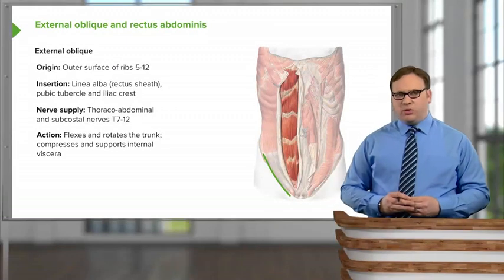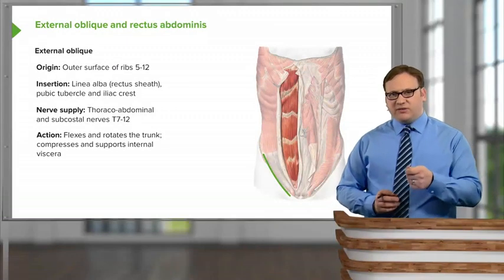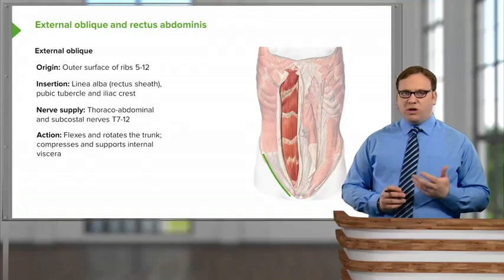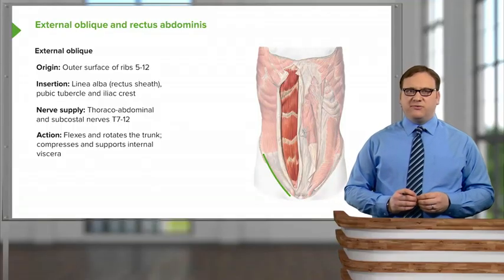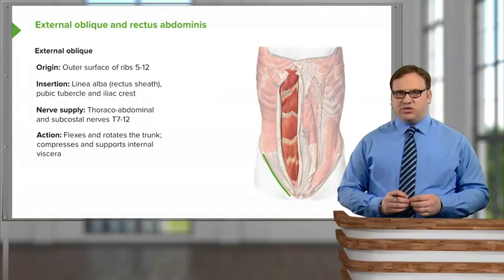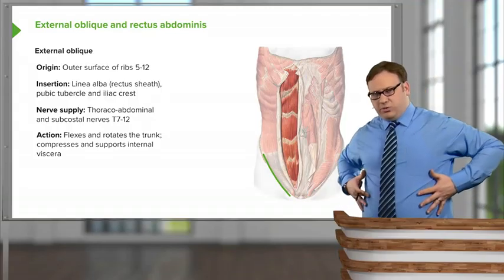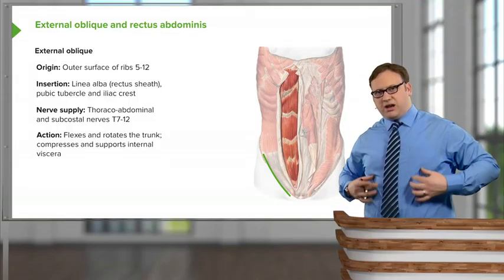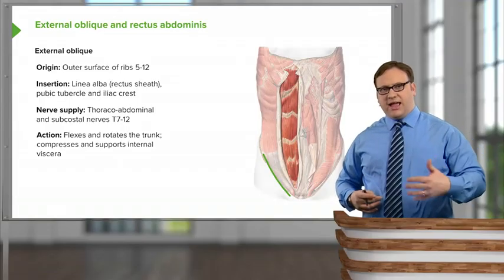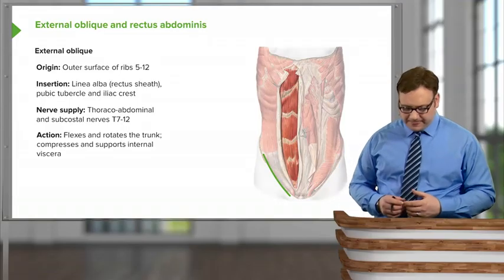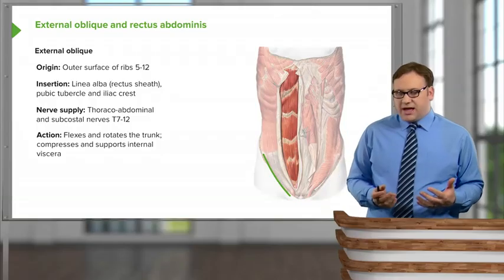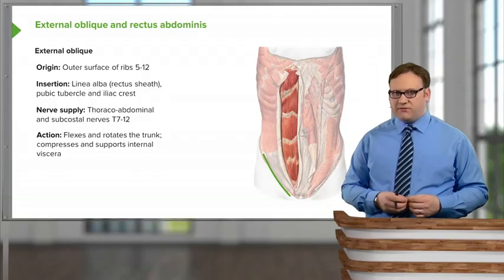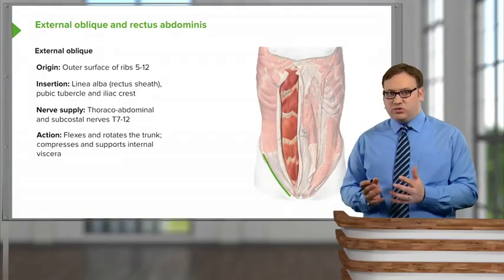Previously, I've mentioned some important nerves, and the innervation of this muscle are the thoraco-abdominal and subcostal nerves through T7 to 12. And these nerves, again, importantly, run in this direction to supply external oblique, and they allow the muscle to contract. The action of these muscles, why do we have these muscles? What's the importance of them? Is to flex and to rotate the trunk.